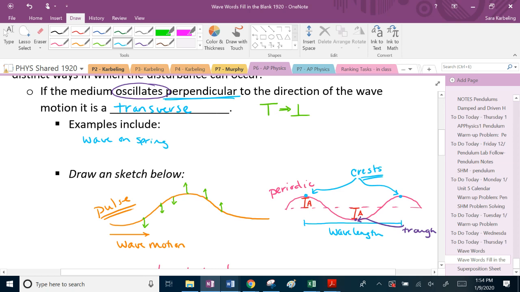Have you experienced any other waves that are transverse waves? Have you ever seen anything that goes up and down and up and down? Yeah, like the ropes. So, a wave on a spring, a wave on a rope. You can make a transverse wave with lots of different things. Absolutely. Have you ever seen any in nature?